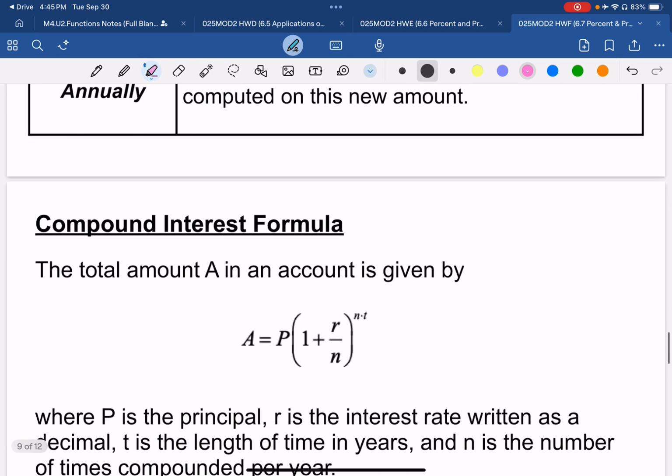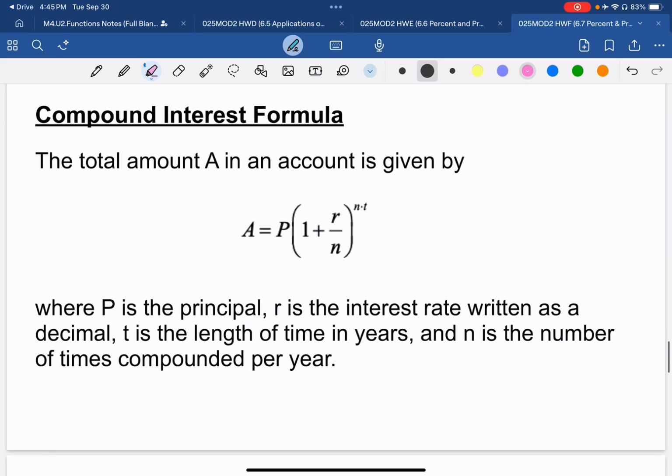Let's look at some examples using this compound interest formula. So the formula we'll be using here uses this A value, which is going to represent our amount, our total amount. That's going to equal P, which represents the principal. So A is going to be our total amount in the account. P is going to be our principal. So that's always going to be our starting amount.